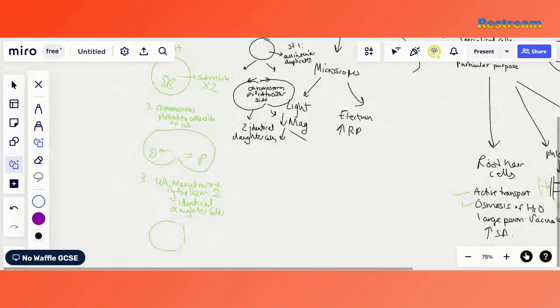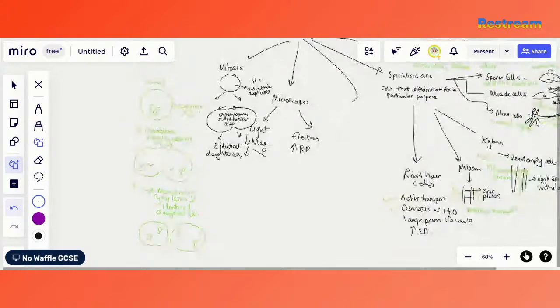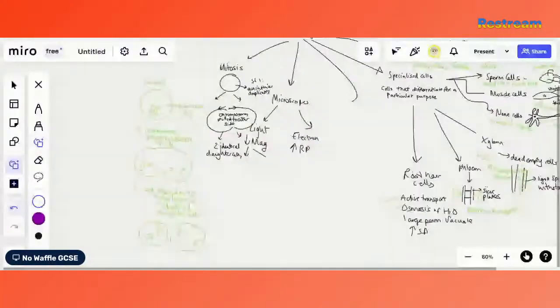So mitosis is a process in which one cell becomes two identical daughter cells. So it's a form of cloning, you could say. So after, let's see what else I missed. So I missed stem cells, diffusion, osmosis, and active transport purely because of time, but we can quickly go over those as well. So let's go over stem cells.